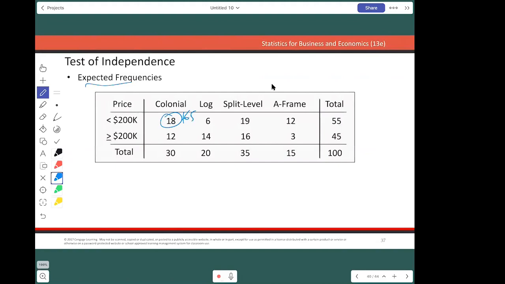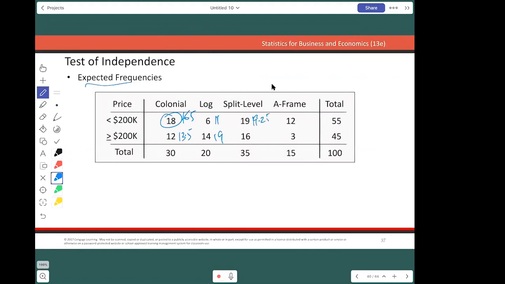And they have to add up to the 30. So that's 16.5, 14, 13.5. Then we could see 55 times 20 over 100. 20 times 55 divided by 100 is equal to 11. So that should be 11. And if that's 11 and that's 20, that will be 19, because the two of them must still add up to 20. 55 times 35 over 100 is 19.25.